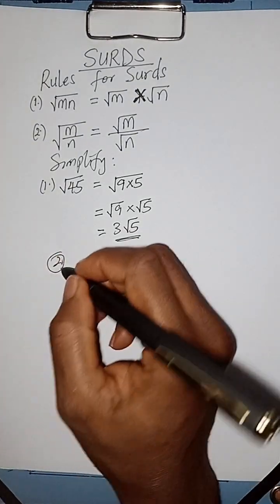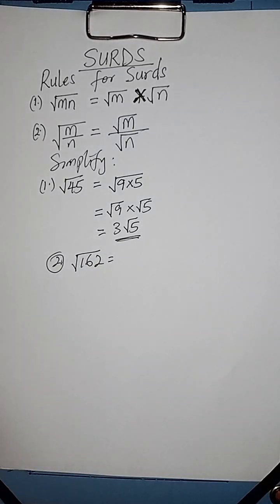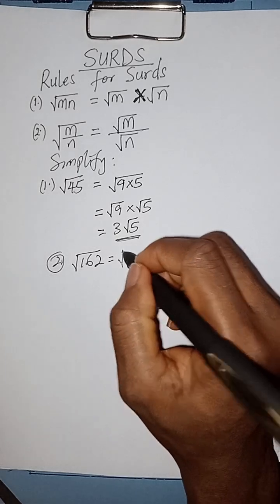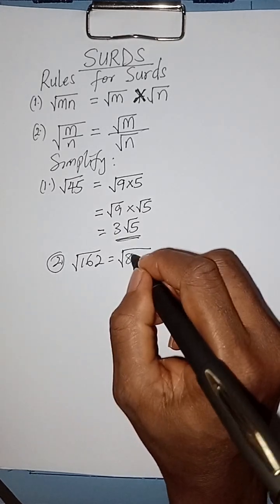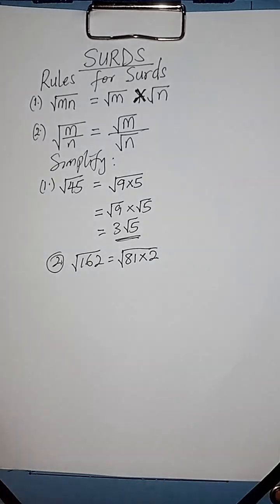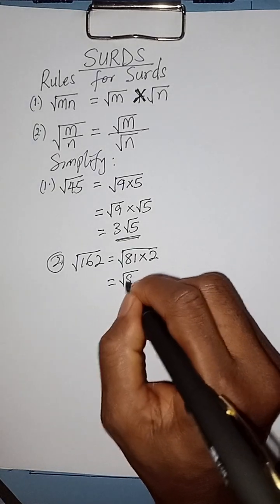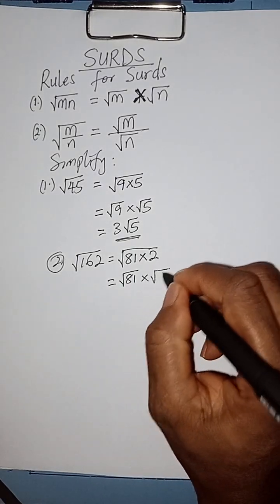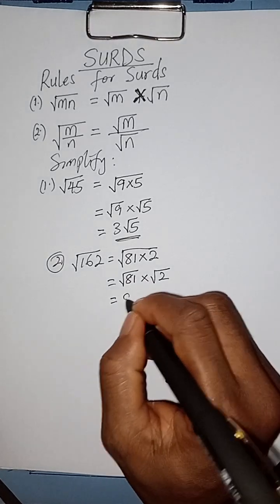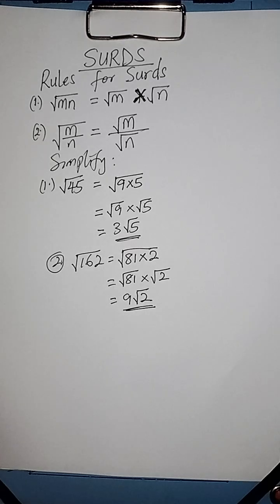Let's try another one. If I have root 162, again, I'm going to look for two factors of 162, and one of them must be a perfect square. If you think of two numbers where one of them is a perfect square, and when you multiply, it will give you 162, it's 81 times 2. And then you separate them. That's the rule of the surd. The square root of 81 is 9, root 2. That is the answer to the question.